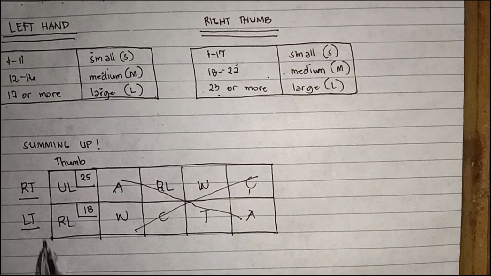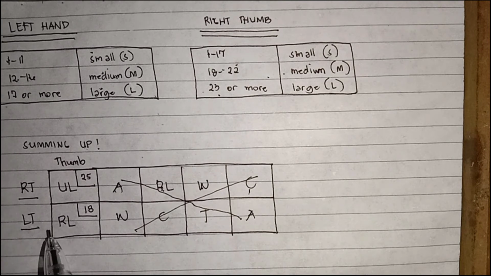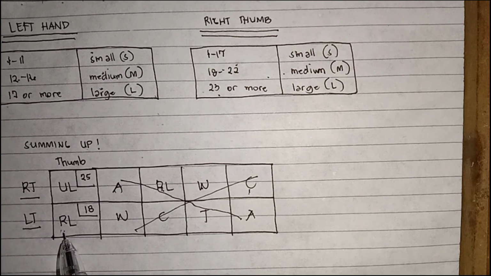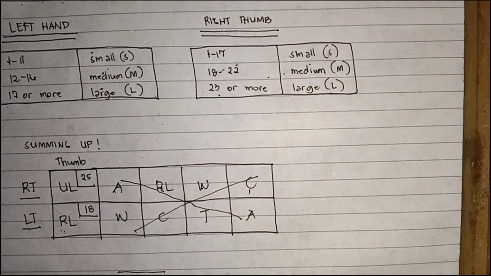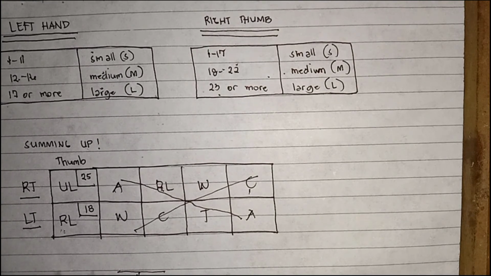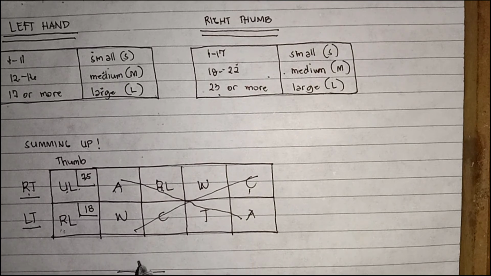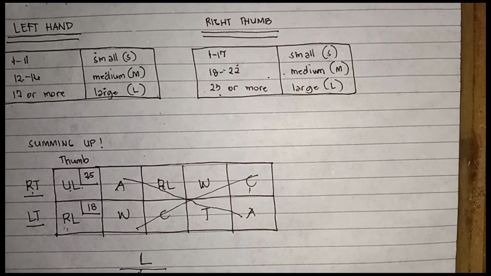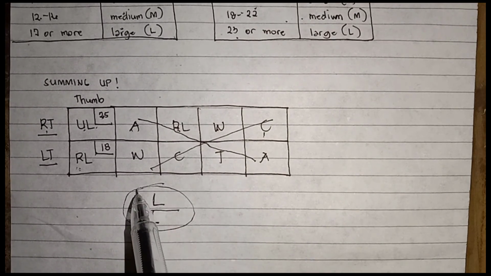If we will get the major classification, get first the left thumb. Left thumb is a radial loop and it has 18 ridge count. So we will be going to put it in the denominator. The right thumb, ulnar loop, and it has 25 ridge count. So this is large. So this is now our major classification.